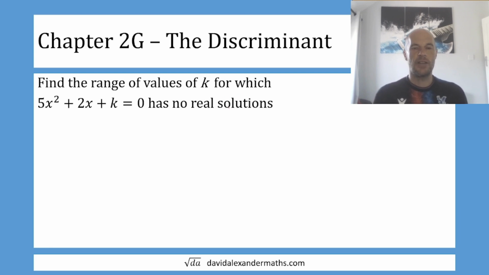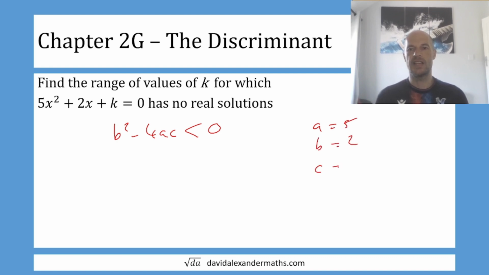Find the range of values of k for which 5x squared plus 2x plus k equals 0 has no real solution. So this is a slightly harder question involving the discriminant. Whenever you see a question that talks about solutions, you might want to consider the discriminant. So if it has no real solutions, then b squared minus 4ac has to be less than 0. Here a is 5, b is 2, and c is k.